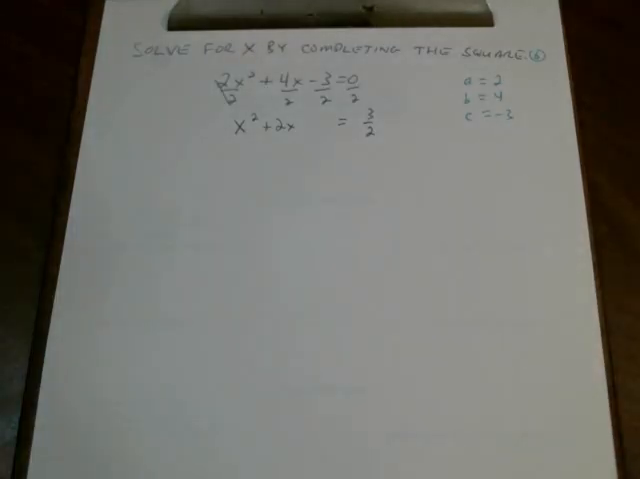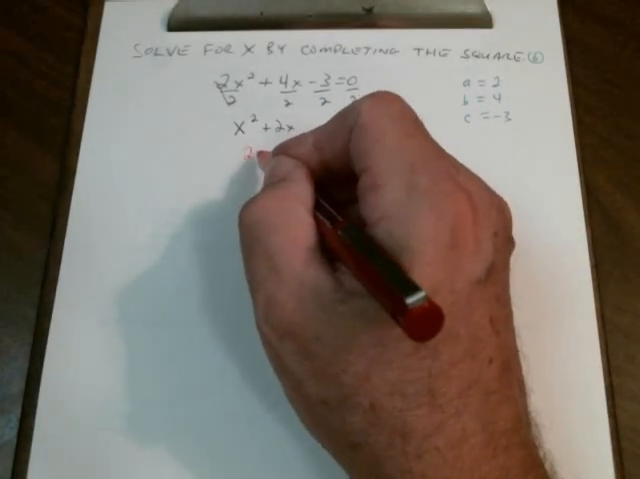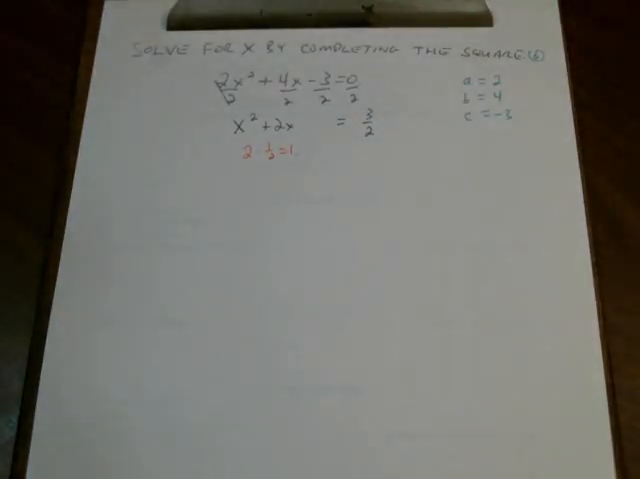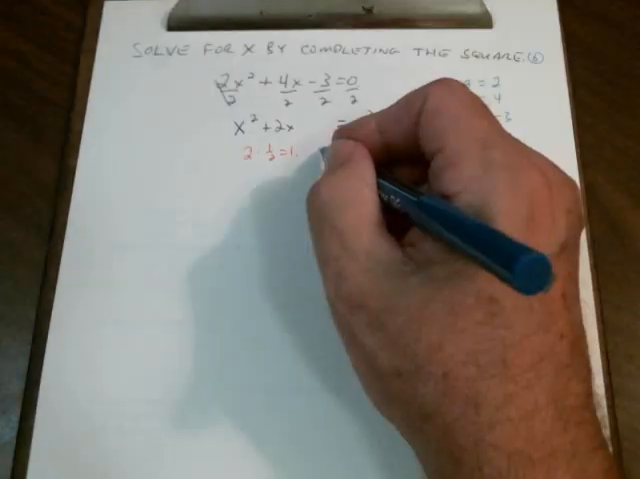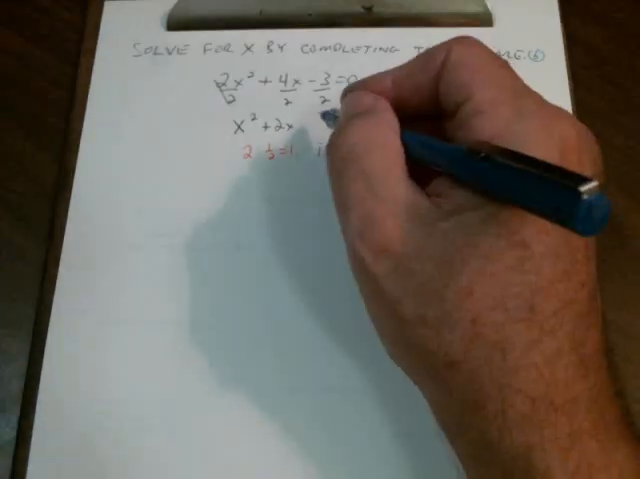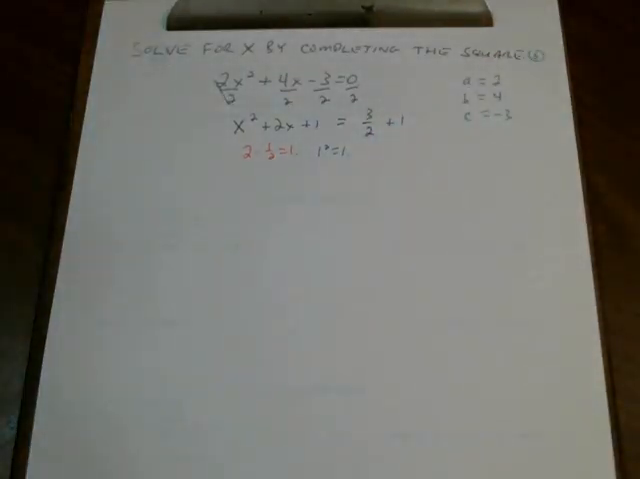Now the next step would be to find the magic number. So we'll focus on the 2 here. 2 times 1/2 equals 1, and 1 squared equals 1. Therefore, 1 is the magic number. We add it in here on the left and the right.